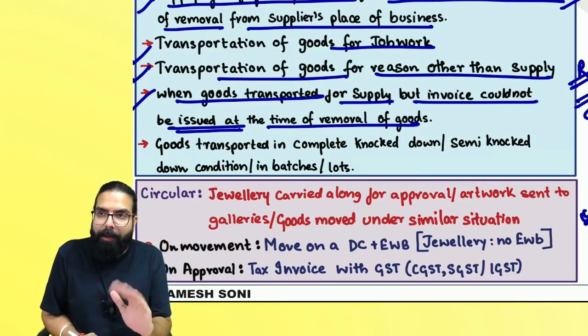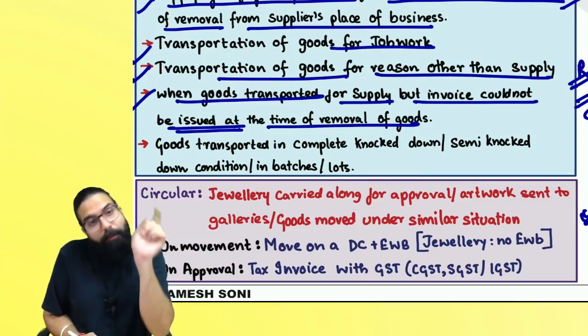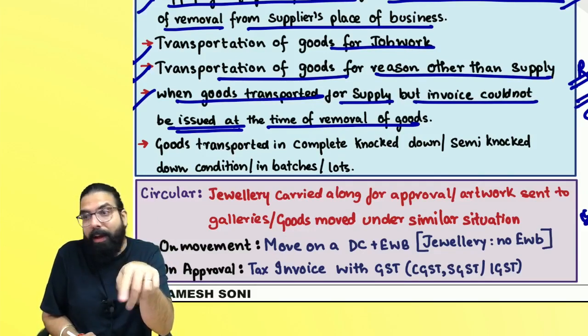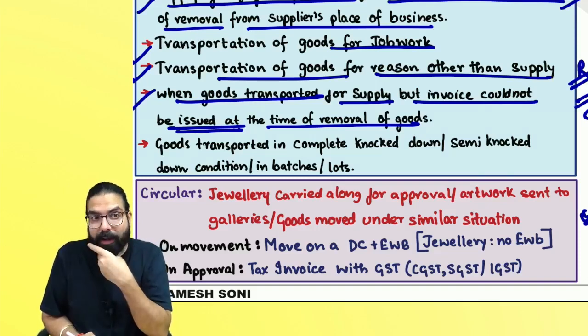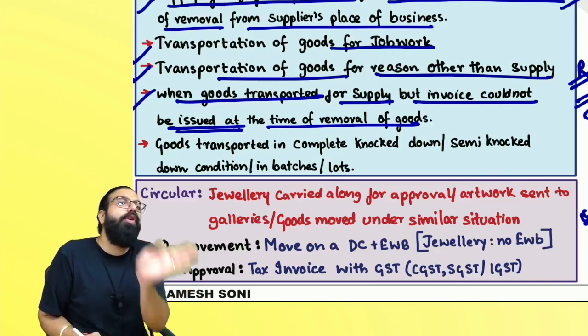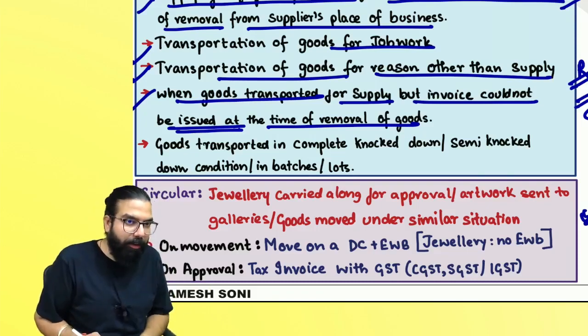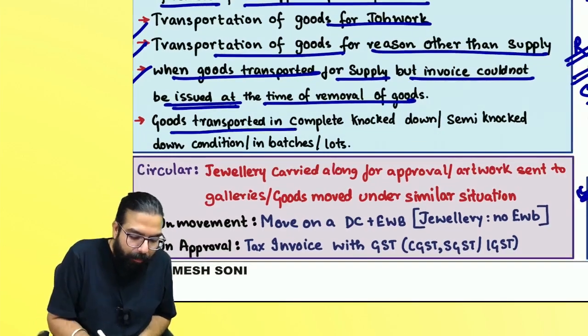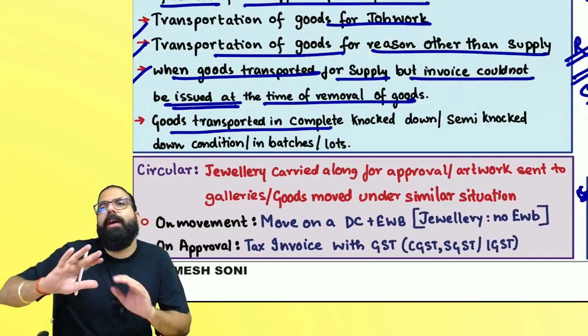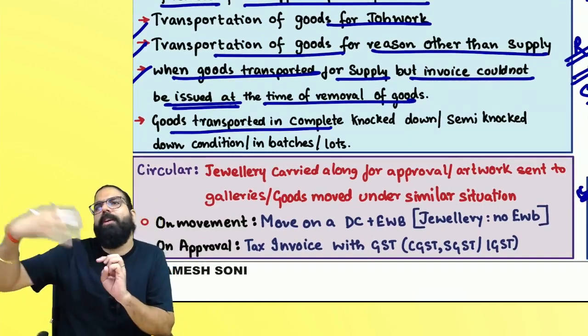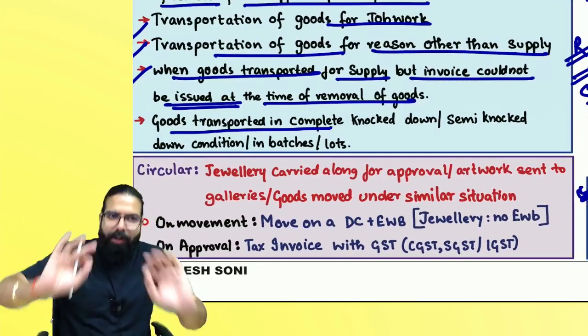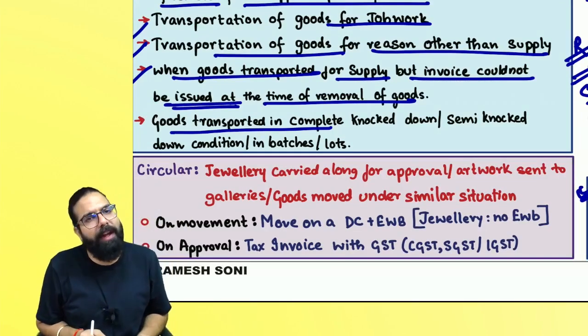You might be taking the goods for reason other than supply, or for reason of supply. Like jewelry, you are taking for supply only, but at the time of taking you don't know whether it will be sold or not. Sir, in that scenario you can go ahead and move on the basis of delivery challan. So, people, if goods are transported for supply or not for supply, but if you are not issuing the invoice, just take it on the basis of delivery challan.